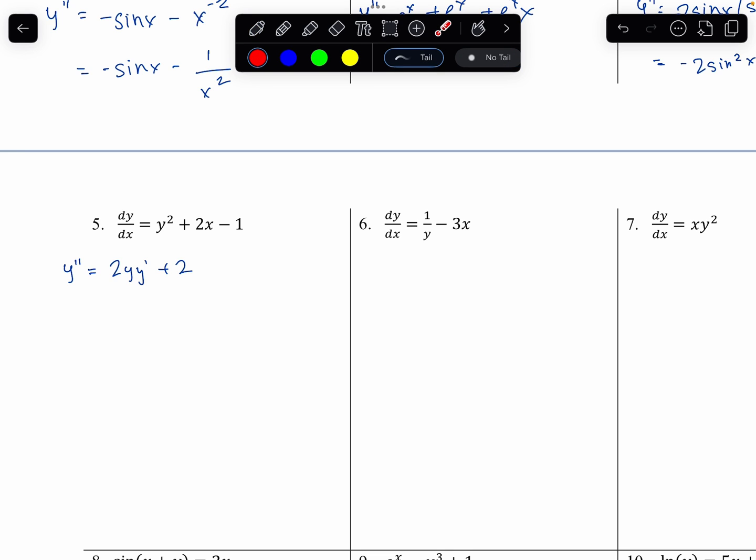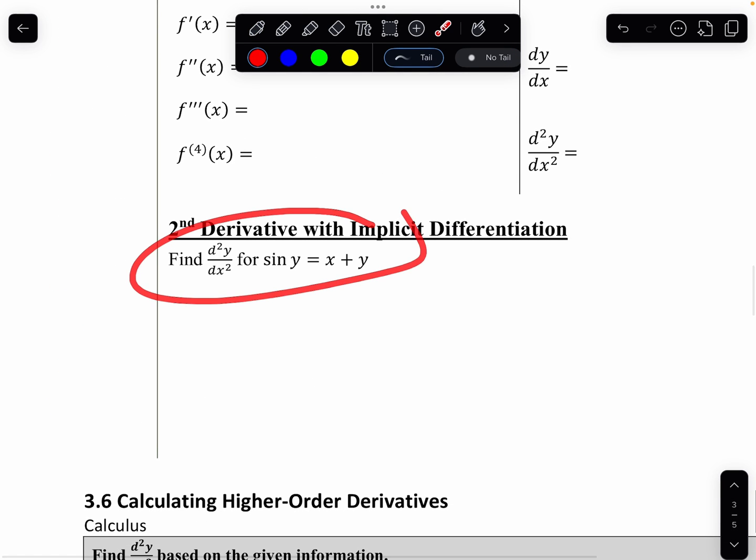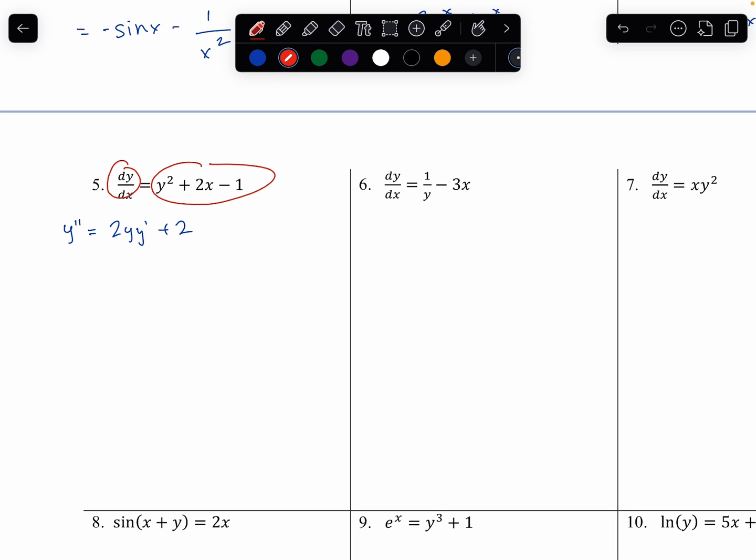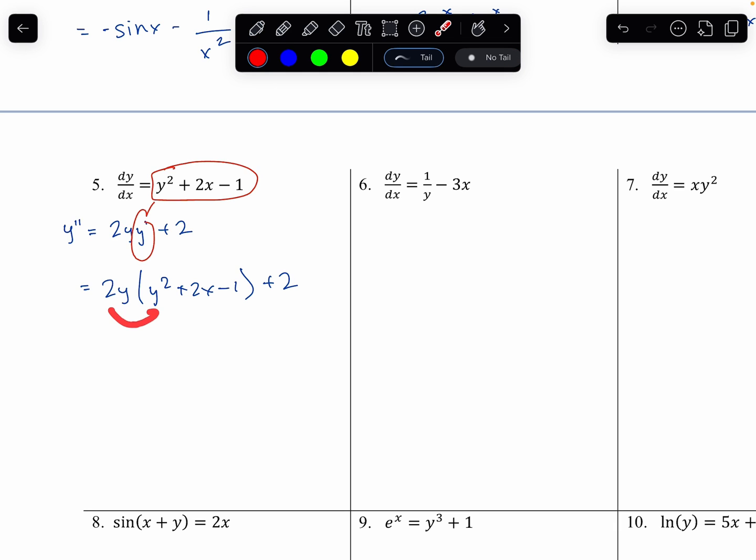And if they covered it in the video here, hopefully they did, derivatives should not be defined with other derivatives. Our derivatives should be defined in terms of x and y. So we are going to substitute for y prime, since we already know what y prime is equal to. That's going to be equal to 2y times y squared plus 2x minus 1, plus 2. If you want to distribute that in, you definitely can, but I'm going to leave it right there. That's our second derivative.